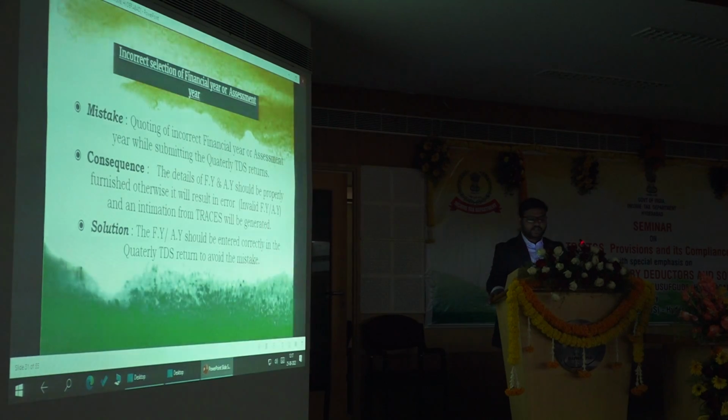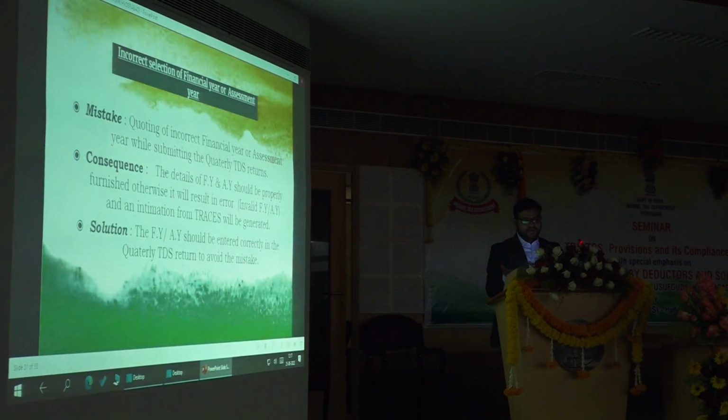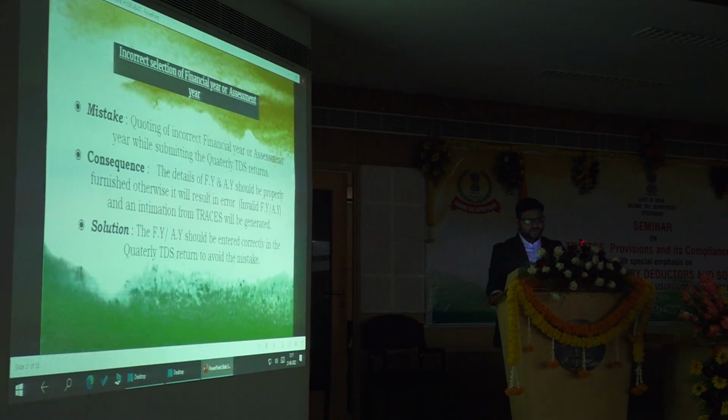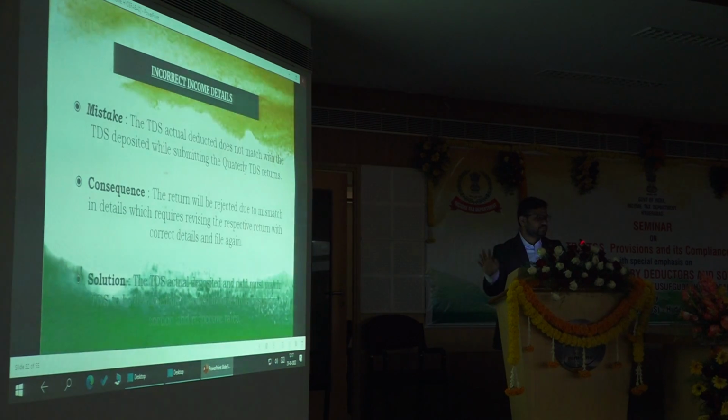Next is incorrect selection of financial year and assessment year. A lot of people get confused between the financial year and the assessment year, and vice versa, and that results in invalidation of our TDS returns. That will result in shortfall and also raising of notices. So correct entry of the financial year is also very important. Next, incorrect income deducted. We deduct some amount, but we enter some other amount, maybe extra. It may be a data entry mistake or anything. That will also result in shortfall or rejection of the return.